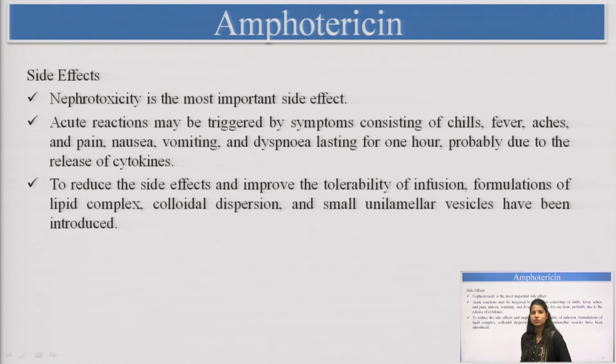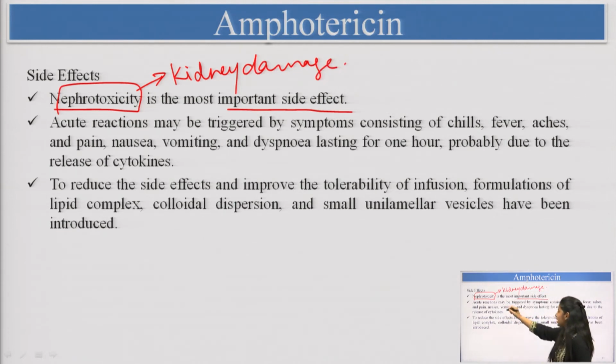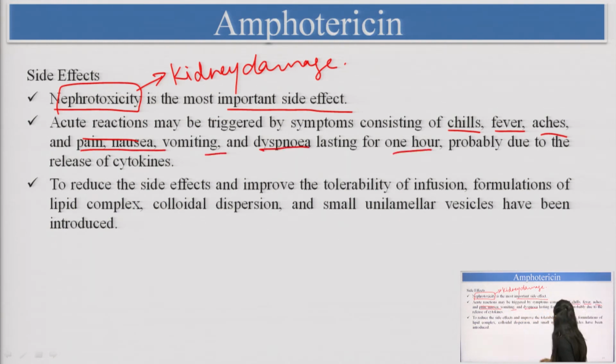Now, what are the side effects of amphotericin? So, the first and most important side effect which we have seen in the patients is nephrotoxicity. It will cause kidney damage. Acute reactions can occur. So, there will be fever, chills, aches, pain, nausea, vomiting, and trouble in breathing, which lasts for about 1 hour, probably due to release of cytokines and inflammatory mediators.